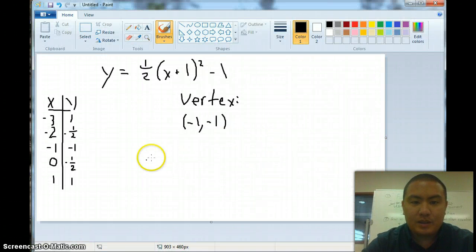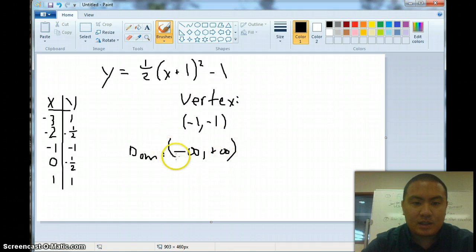So this domain would be -infinity, +infinity, and those are in parentheses because you can't touch them. Now the range, since it does touch -1, would be a bracket, -1, +infinity.